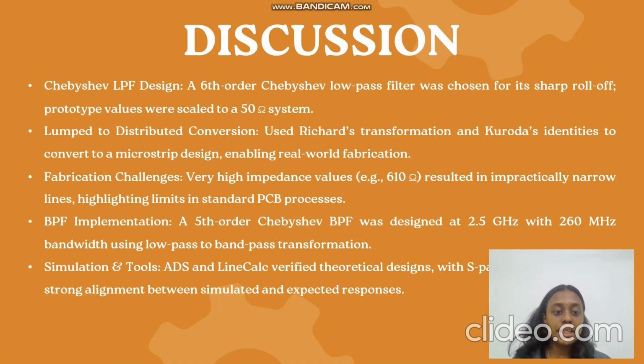This project involves designing both low-pass and bandpass filters using lumped and distributed methods. The Chebyshev low-pass filter provides a sharper roll-off, but also introduces some pass-band ripple. To build a practical microwave filter, we converted the lumped components into microstrip-based design using Richards transformation, and further identified challenges such as high impedance and impedance values that are difficult to fabricate. For the bandpass filter, we used frequency transformation to center it at 2.5 GHz, and simulation shows good performance using ADS software.